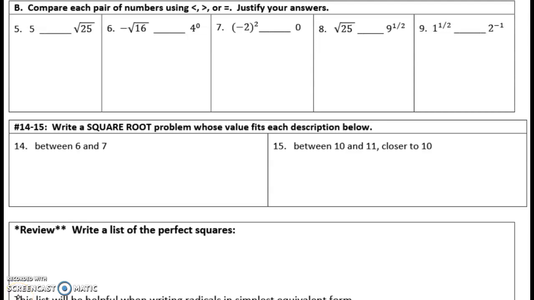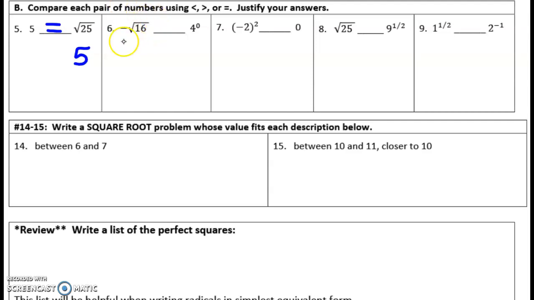Okay, now we're going to compare some numbers and expressions using greater than, less than, or equal to. So you just want to clean up both sides or one side if you can. In this example, I can't clean up 5 at all, but the square root of 25 is 5. So now I just compare 5 and 5, and they're equal. So that's all there is to it.